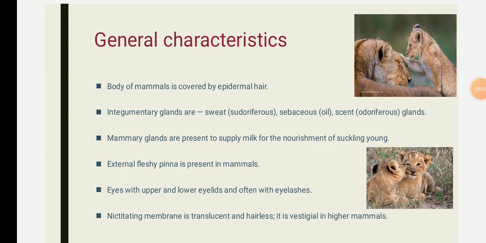The external fleshy pinna is present in a mammal, which means it is the visible portion of the external ear. The point of difference between the human ear and that of the other mammals is based on this.